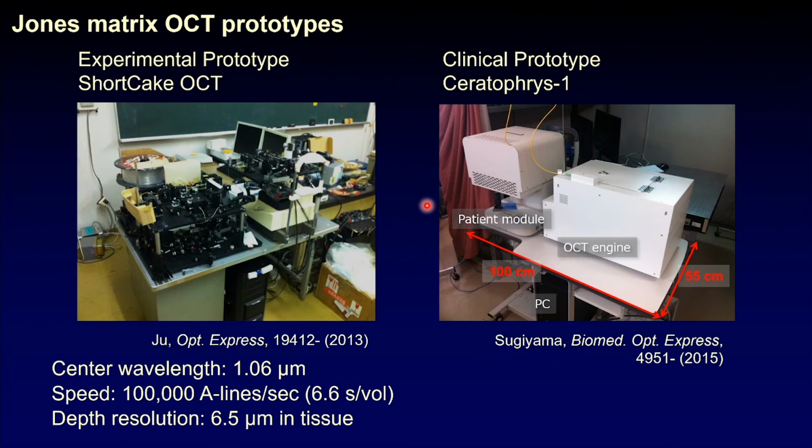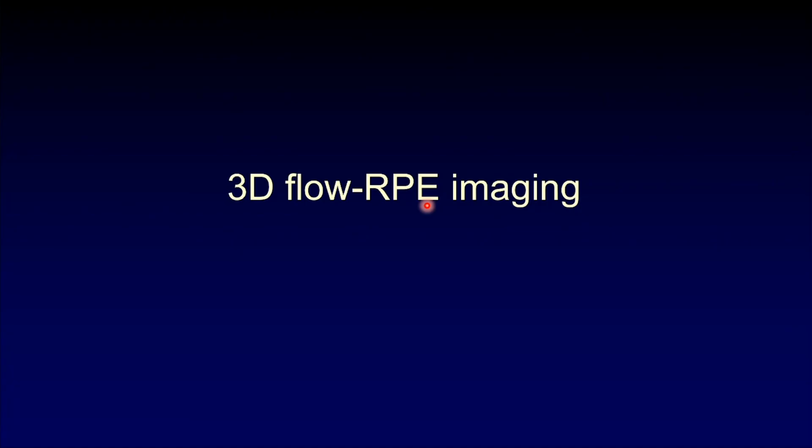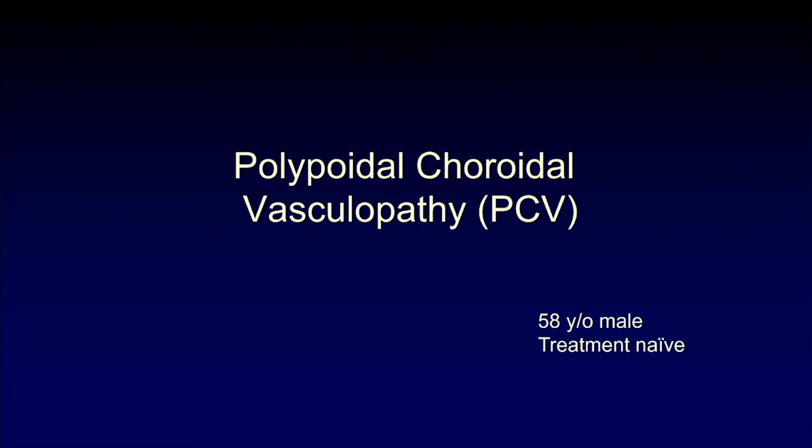Then, using this system, we made a lot of collaborations with clinicians and did some clinical studies. From these clinical studies, I would like to show some catchy image demonstrations. The first demonstration is a three-dimensional flow and retinal pigment epithelium imaging of polypoidal choroidal vasculopathy, PCV. It's one type of age-related macular degeneration.